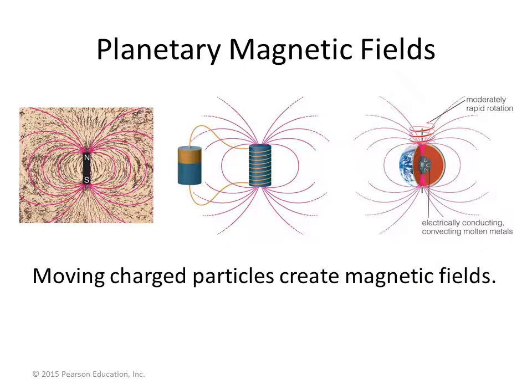Planets, if they have some sort of a metallic core, and that core is able to move, even though slowly, that can actually generate a magnetic field around the Earth, or around any planet, which, as we'll see in a little while, makes a big difference in the evolution of the planet.